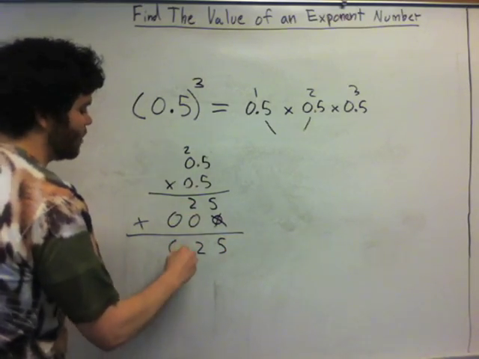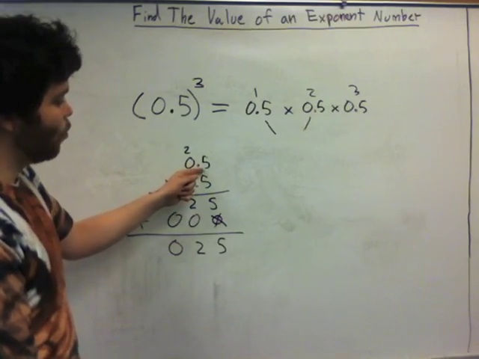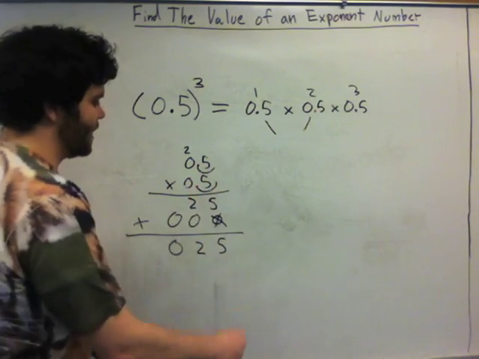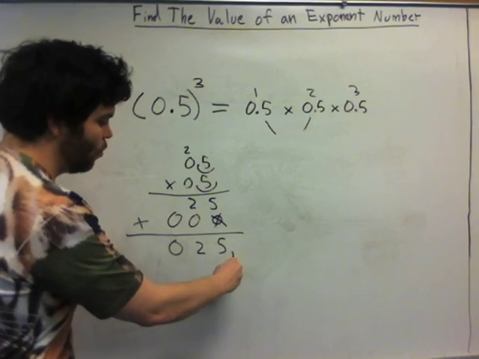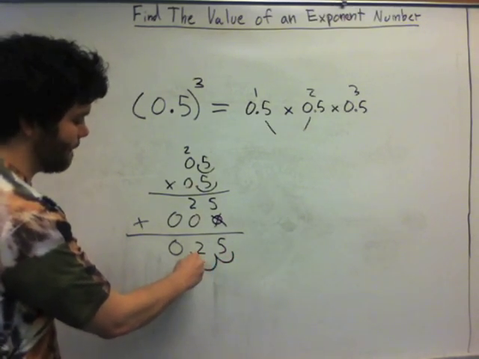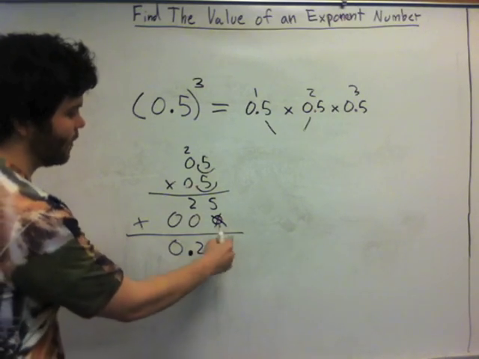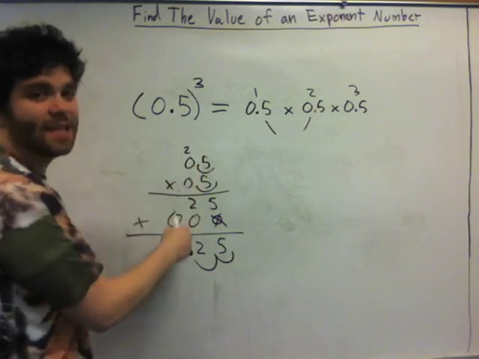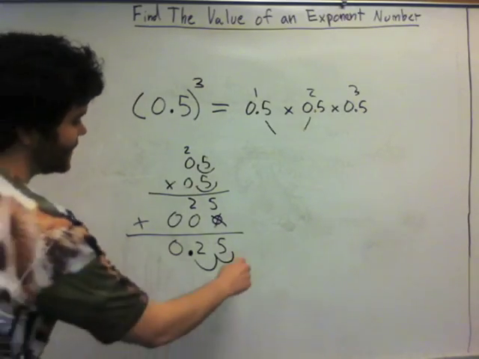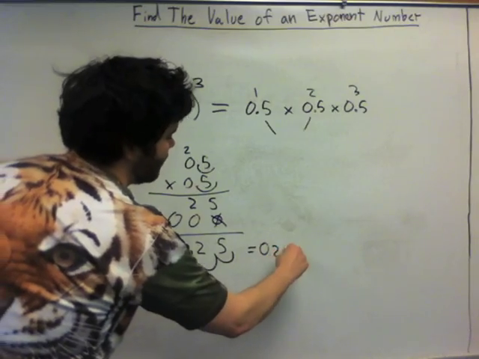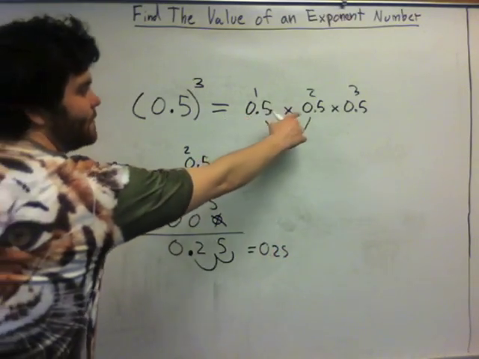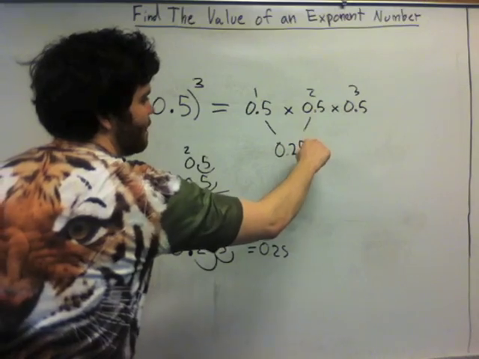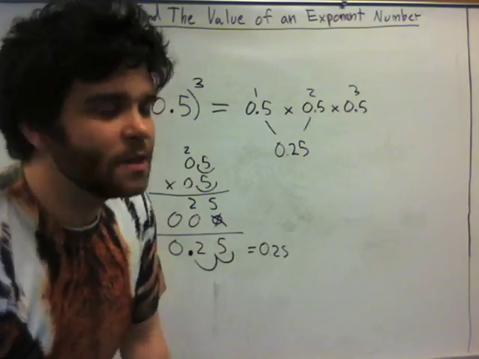2, 0, and we know that we have one number behind the decimal place, and 2 numbers behind a decimal place. That means I got to get them back. 1 number, 2 numbers. Boom. We move our decimal 2 places over because we had 2 numbers behind a decimal place. So that's going to give us 0.25. Let's write it, because 0.5 times 0.5 is going to be 0.25.